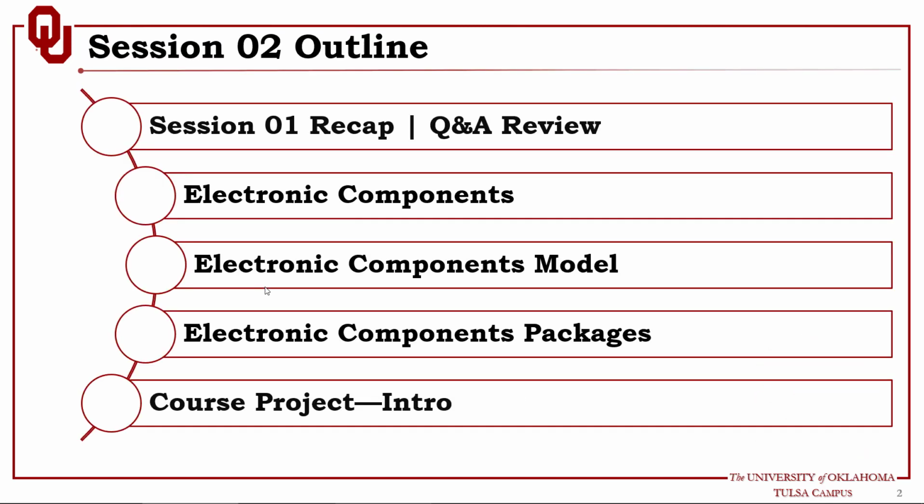The outline for today's session is as follows. We'll have a recap of session number 1 and a couple of questions and answers to review. Then we will talk about electronic components, because they are essential for PCB design or circuit design. We'll go over them very briefly, and then we will talk about the electronic component model and what electronic component and ECAD tools mean. Then we will have the packages. We'll go over different packages for electronic components, like through-hole packages, surface mount packages, and the variations of these packages. The last thing we want to do is take a look at the course project we need to work through in this class.